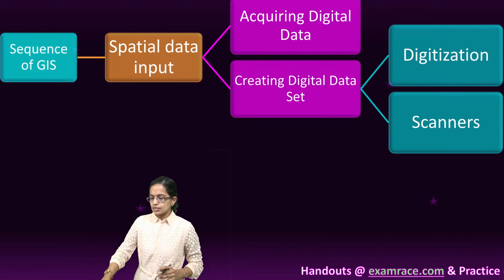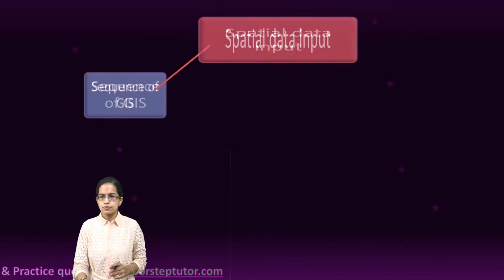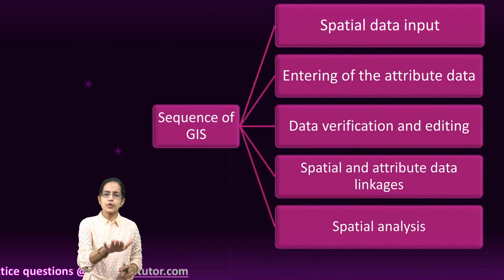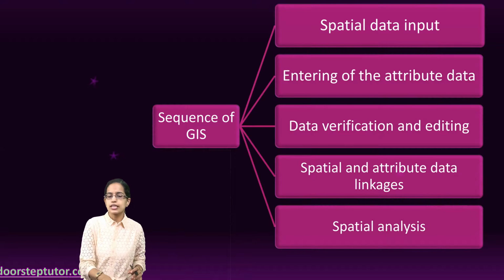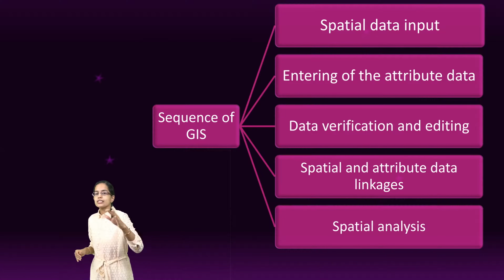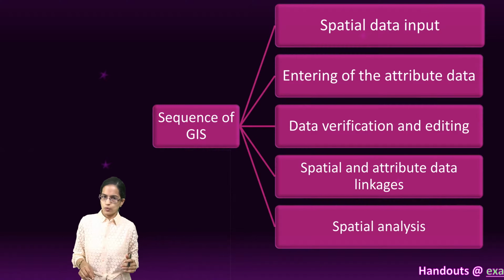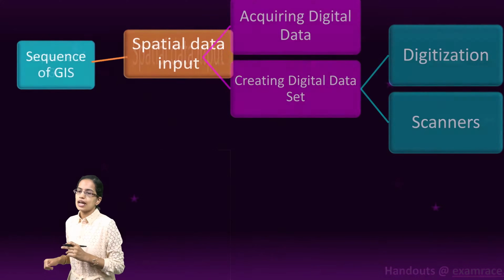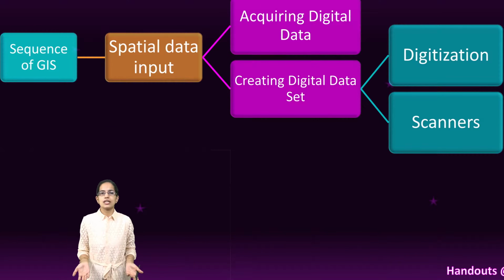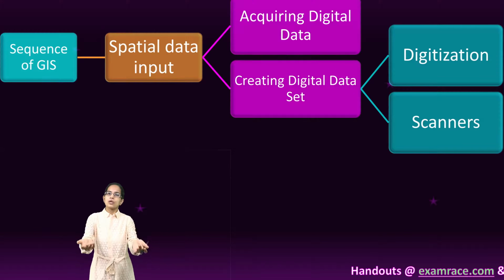Now, of these 5 things that we have understood, the spatial input, entering the data, verification, linkage and analysis, we would start with each of those one by one. So the first thing that we understand is data input. How do we input the data? How do we input our data into a computer?